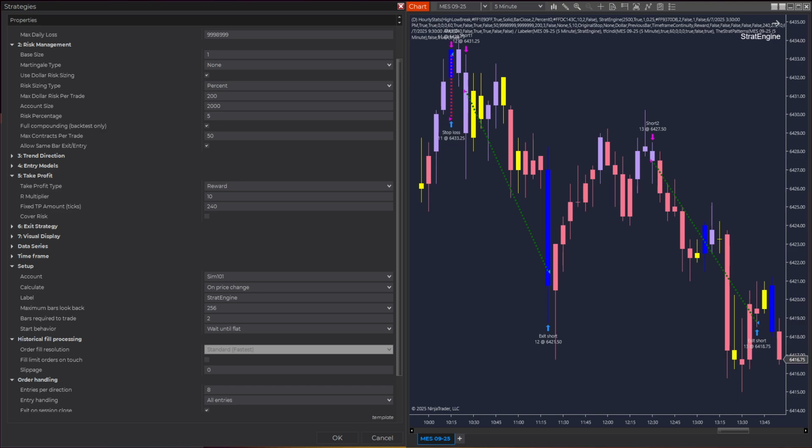These settings are the ones that, again, are available on all of the NinjaStrat bots. And if they're not, they will be soon. Keep an eye out for the next one.